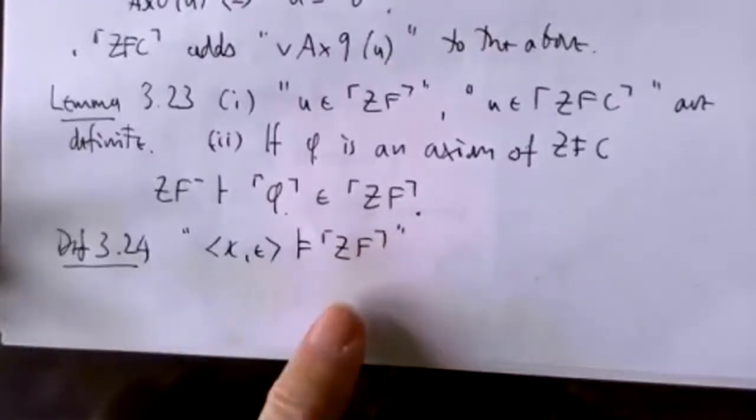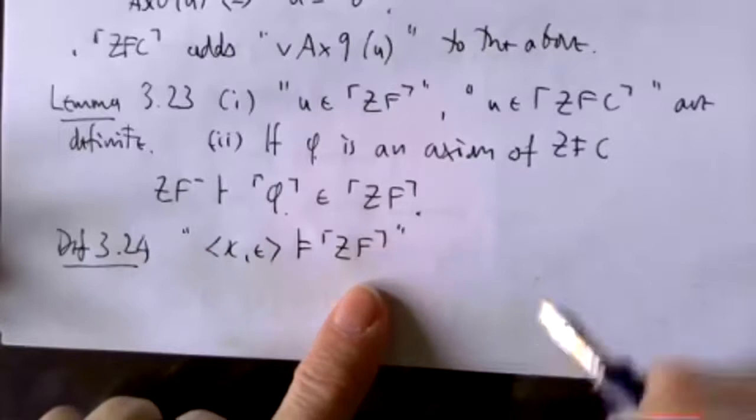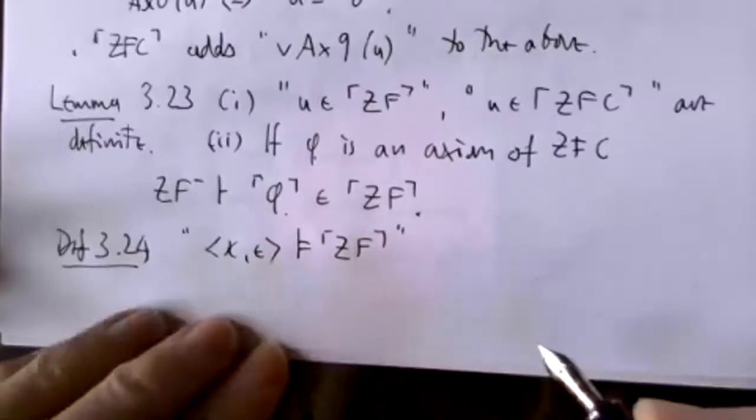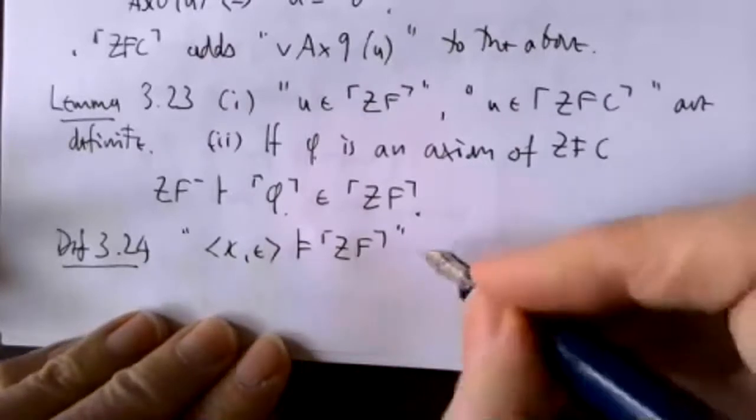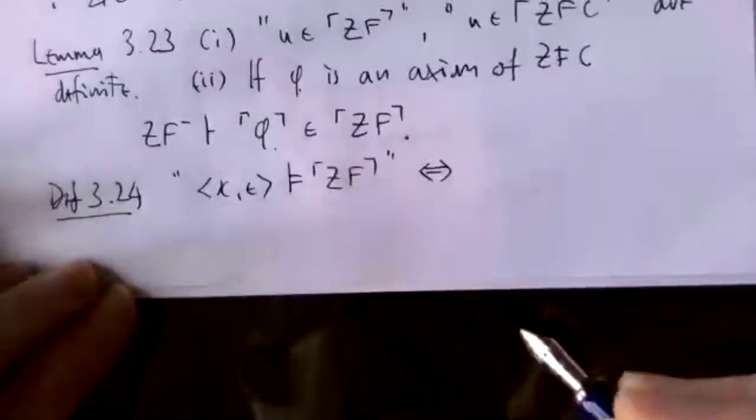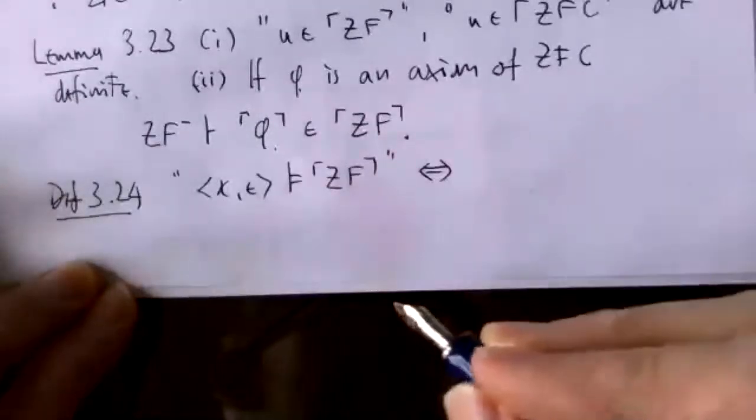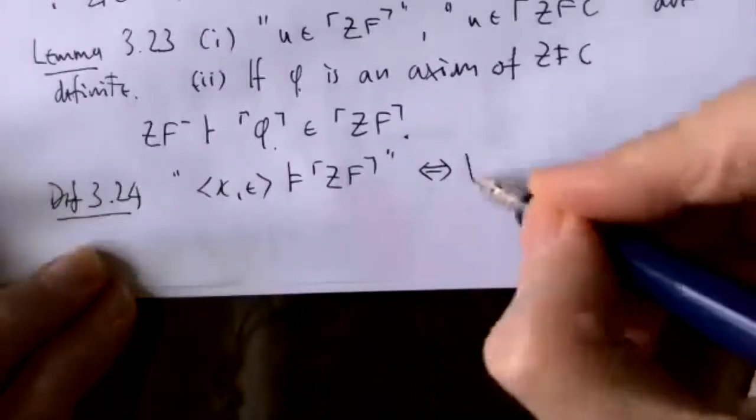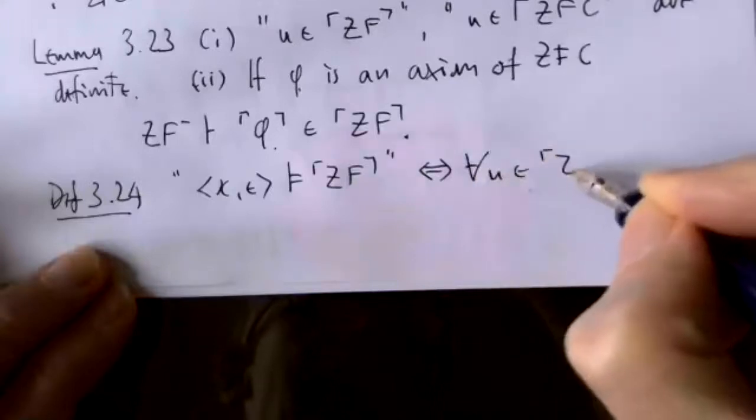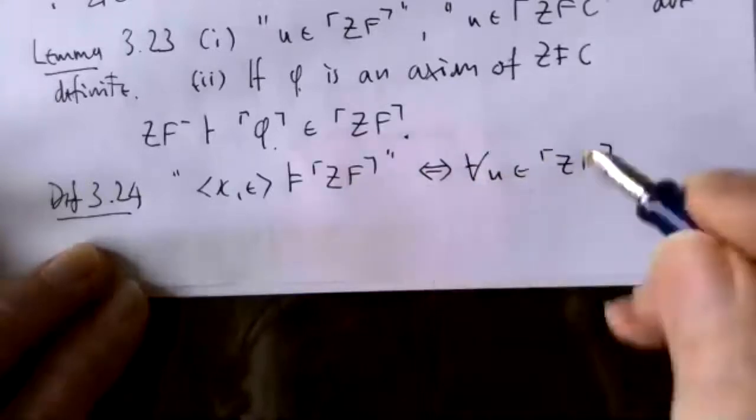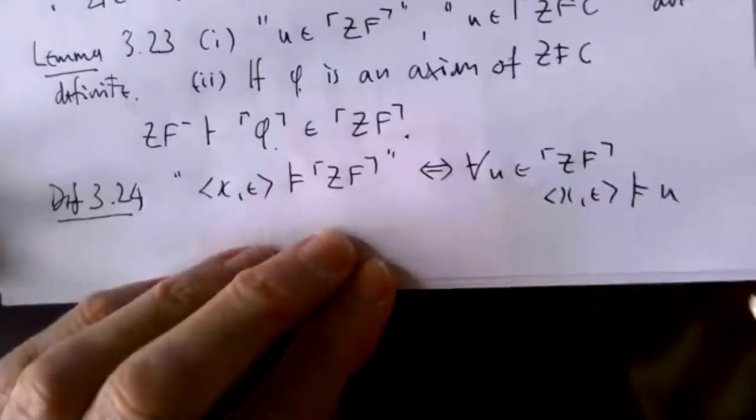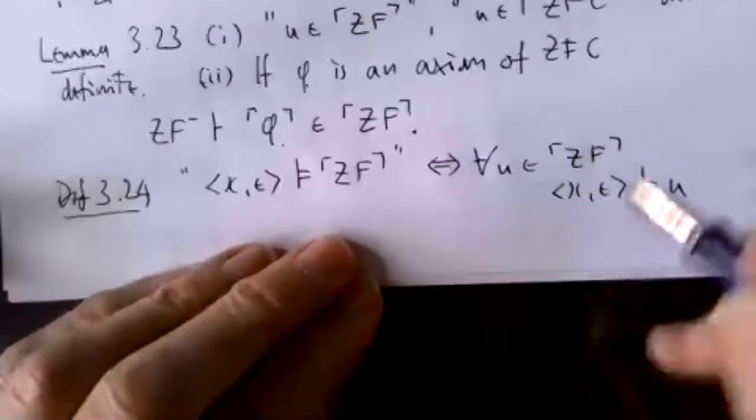All right, X epsilon validates all the axioms in ZF, the ZF code set, if and only if, and well, you can see it coming, right? If for any code in the set U, U is satisfied in X epsilon.